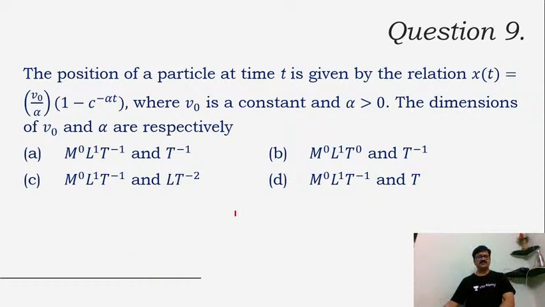Now let's progress to question number 9. The position of a particle at time t is given by the relation x of t is equal to v naught by alpha into 1 minus e raised to minus alpha t, where v naught is a constant and alpha is greater than 0. The dimensions of v naught and alpha are respectively.